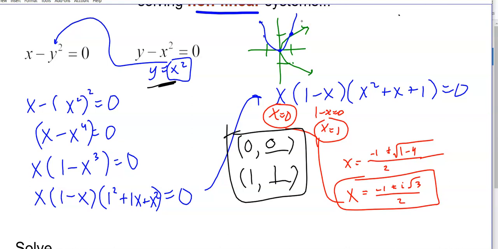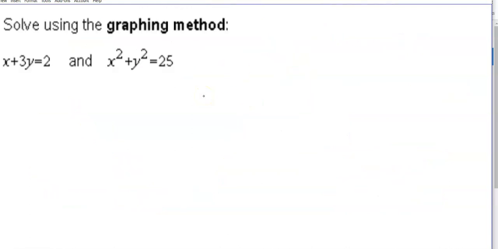But if you think about 2 parabolas crossing, maybe they cross in 4 different spots, right? So you would have 4 different ordered pairs. Be on the lookout for some of the homework problems where you're going to get way more than one solution, maybe up to 4 solutions. I don't think you would have more than 4 solutions, but you're going to have a number of solutions here. So use the graphing method.